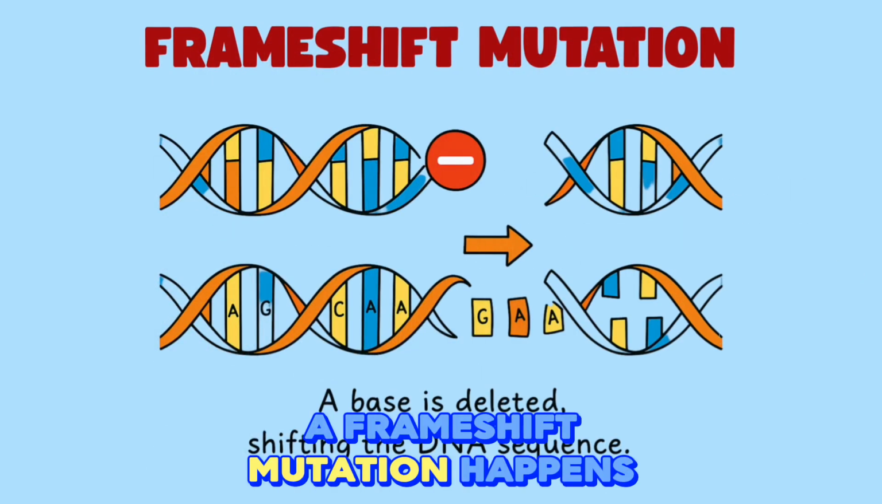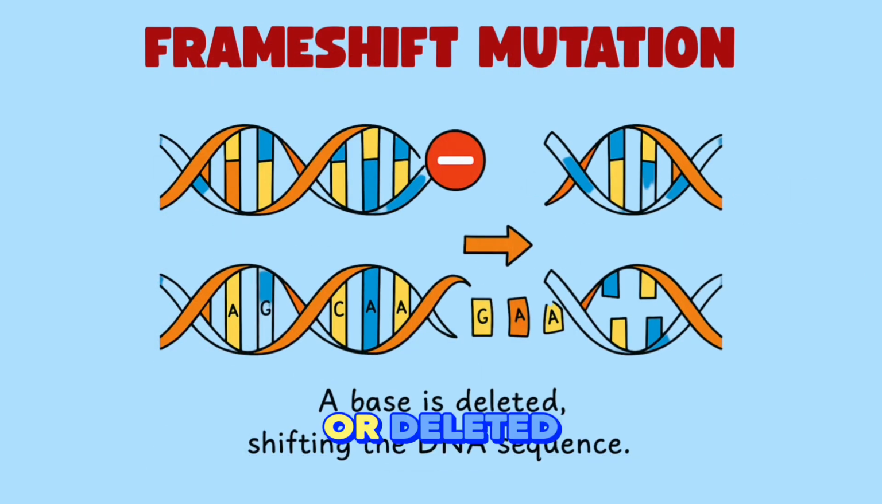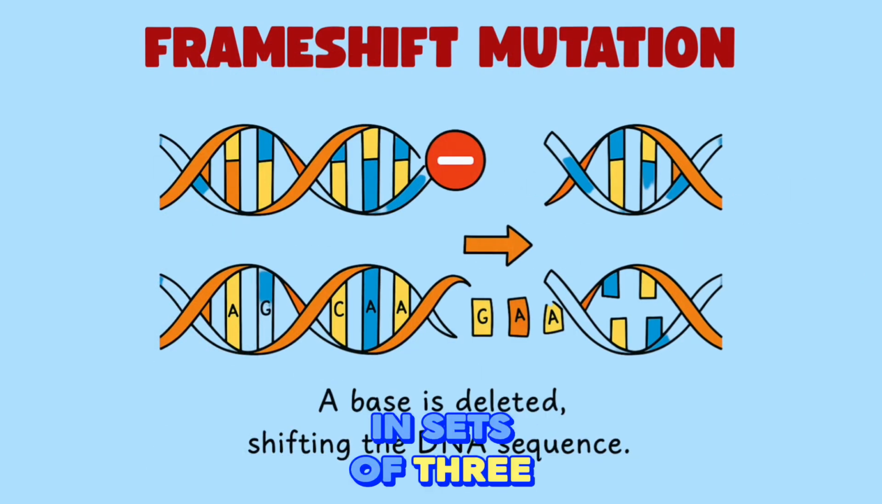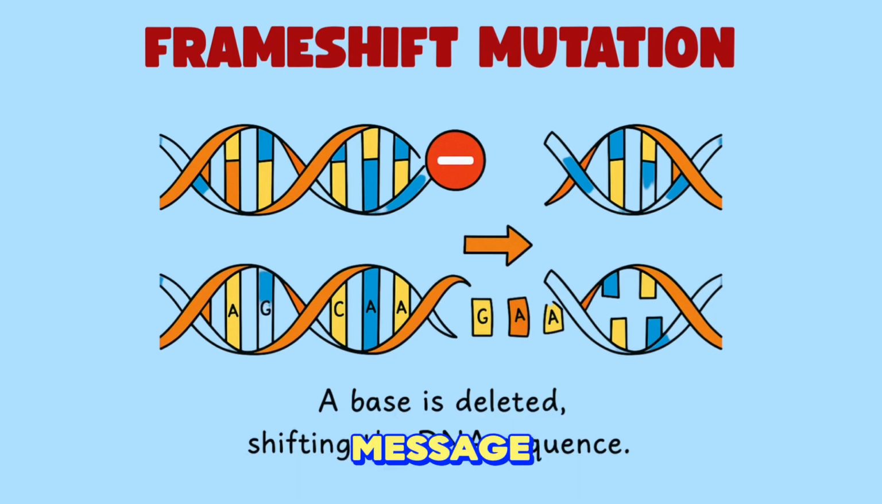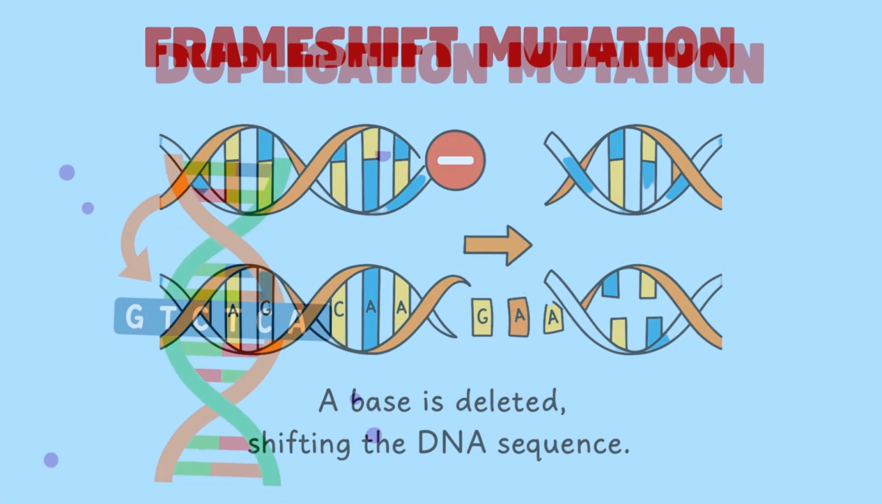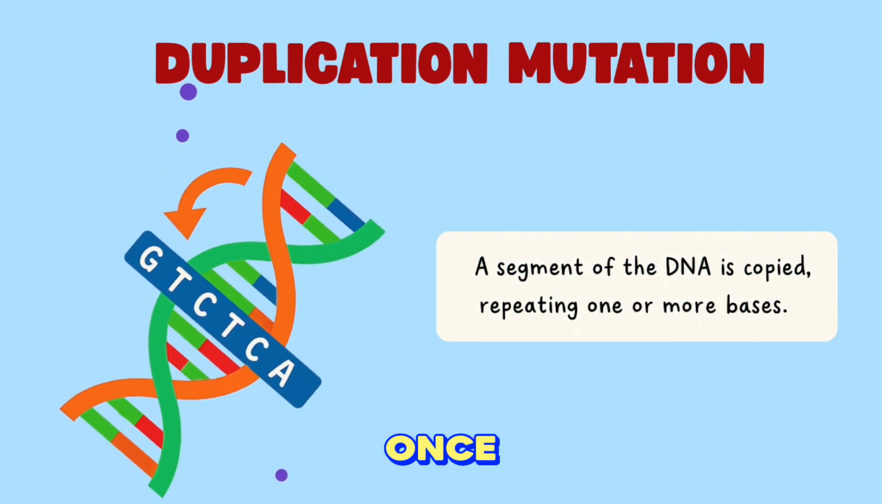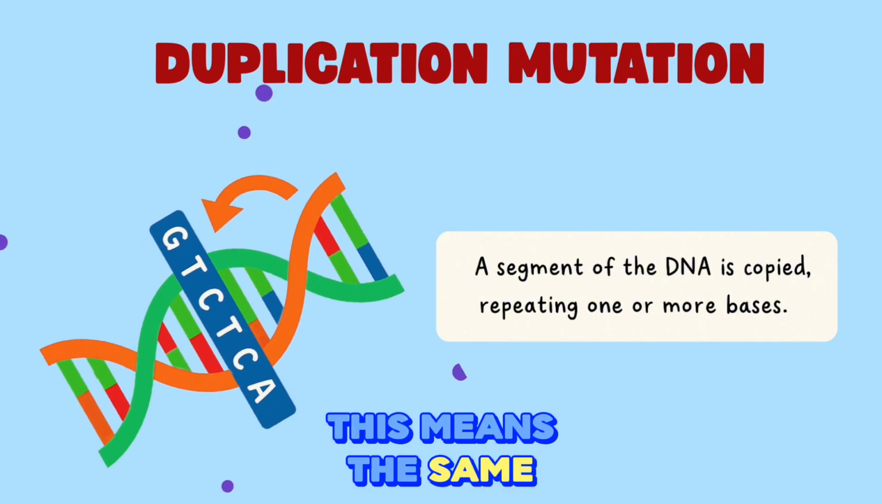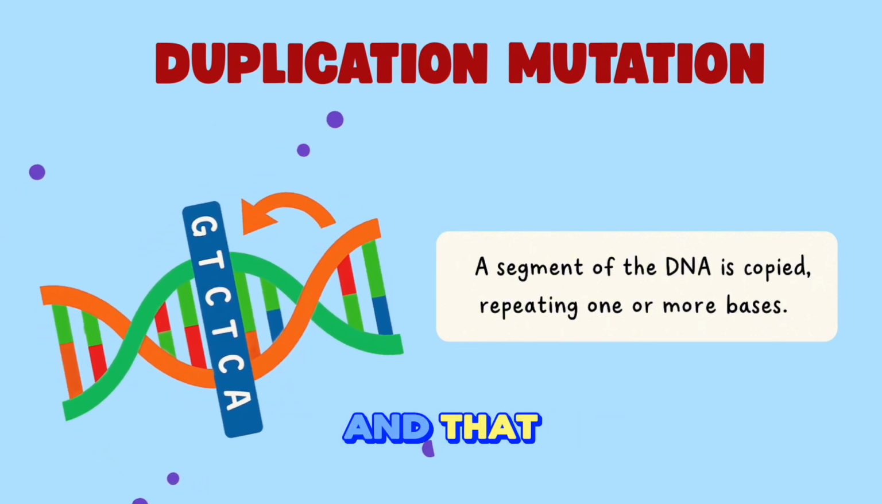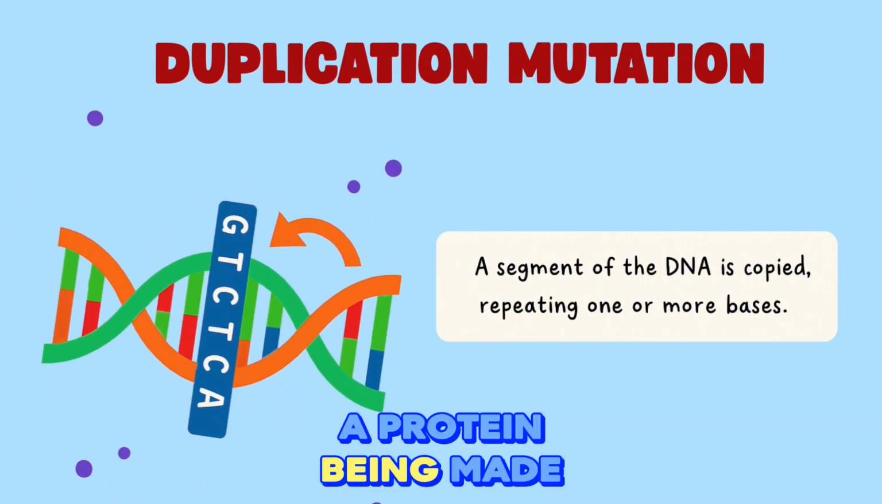A frameshift mutation happens when a base is inserted or deleted, but not in sets of 3. Since the genetic code is read in triplets, this shifts the reading frame and can completely change the meaning of the message. In a duplication mutation, a section of DNA is copied more than once. This means the same genetic message is repeated, and that can lead to extra or too much of a protein being made.